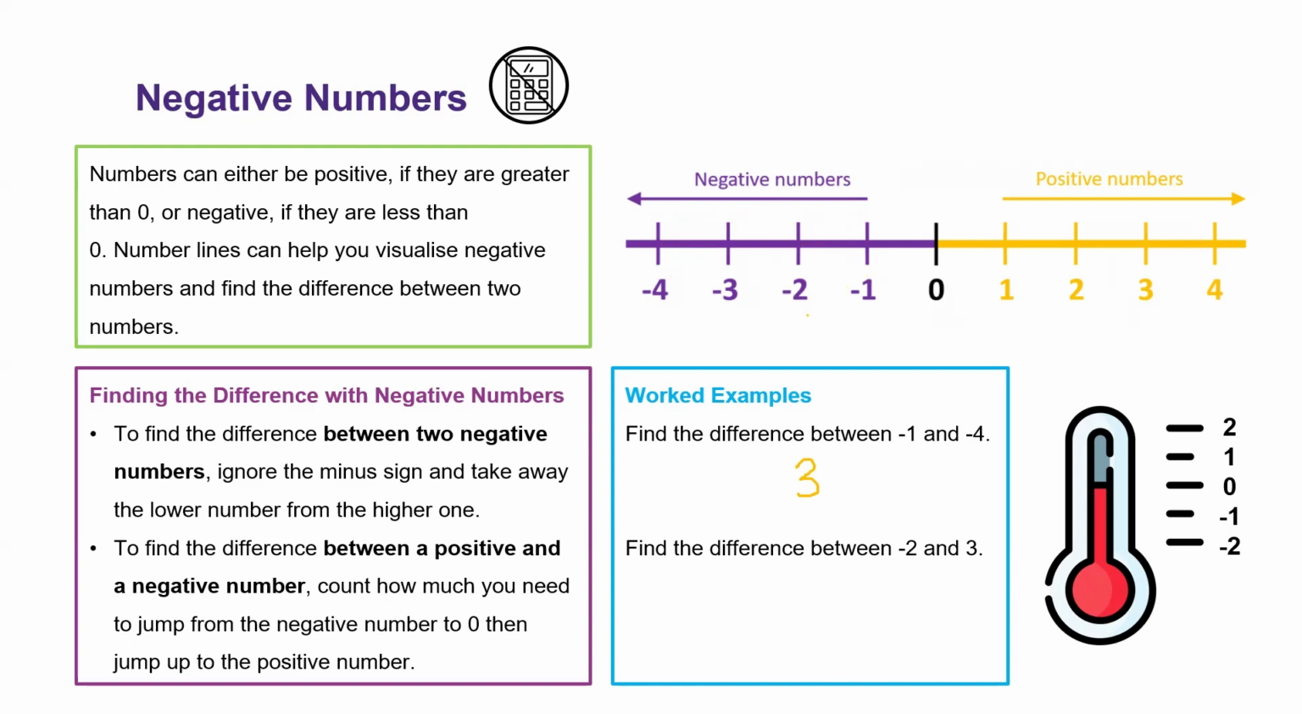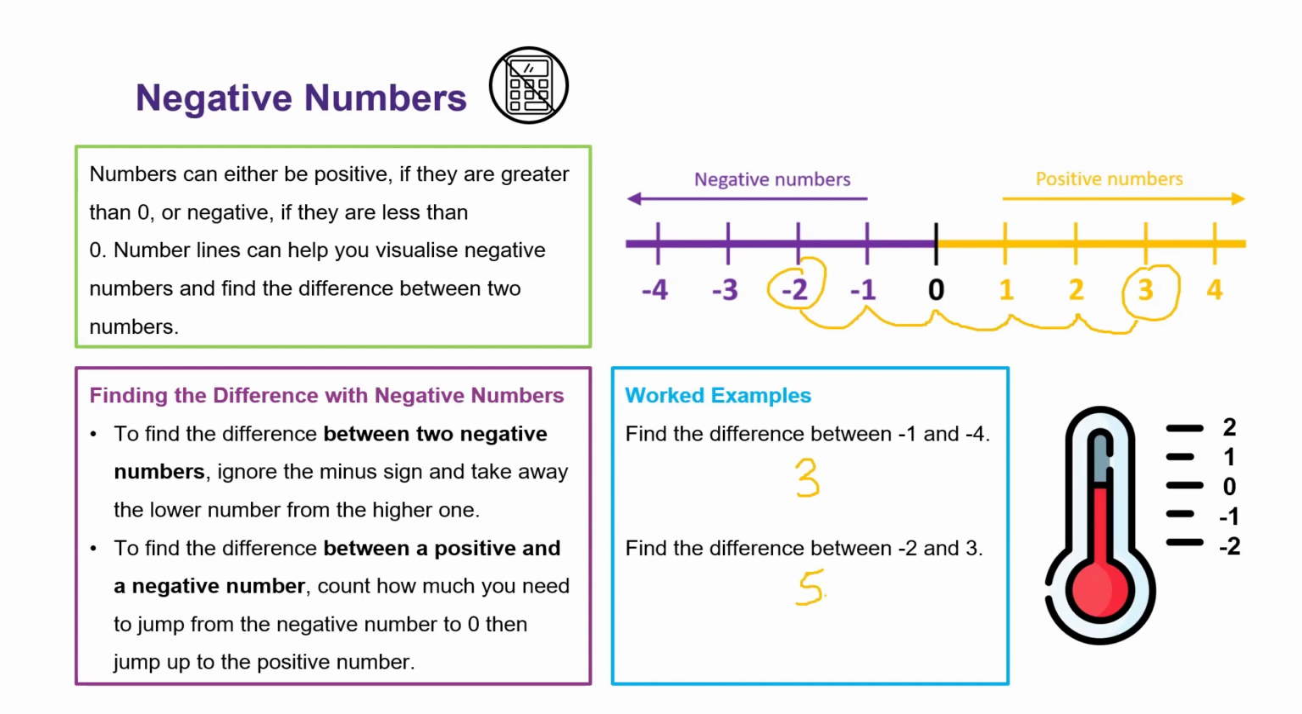-2 is here. Okay. 3 is here. Okay. You can put a positive sign in front of it, but you don't have to. If you don't see a sign in front of a number, you just assume it's positive, right? How many steps does it take? 1, 2, 3, 4, 5.